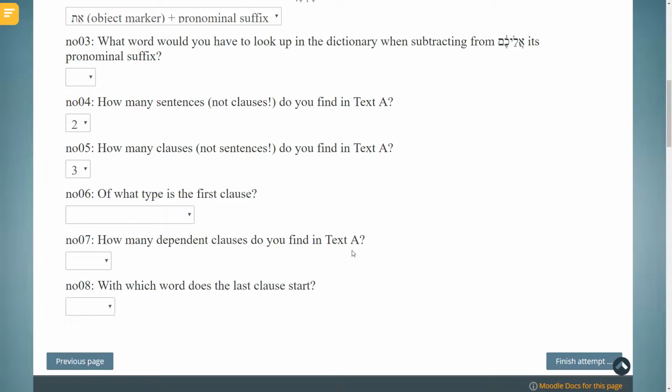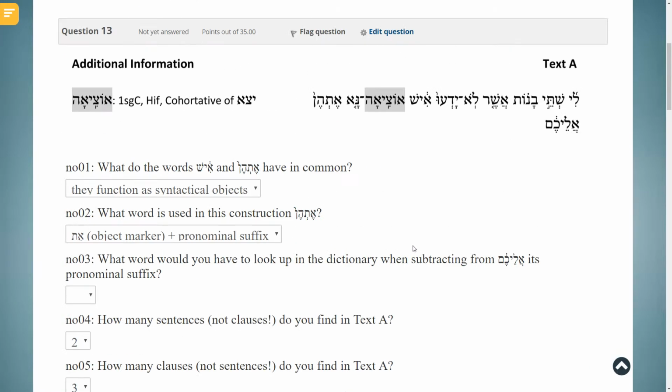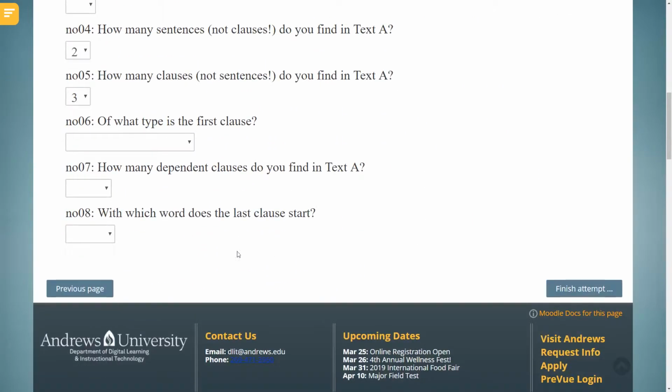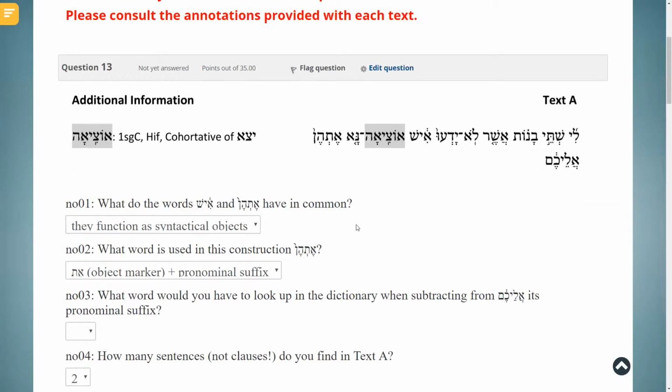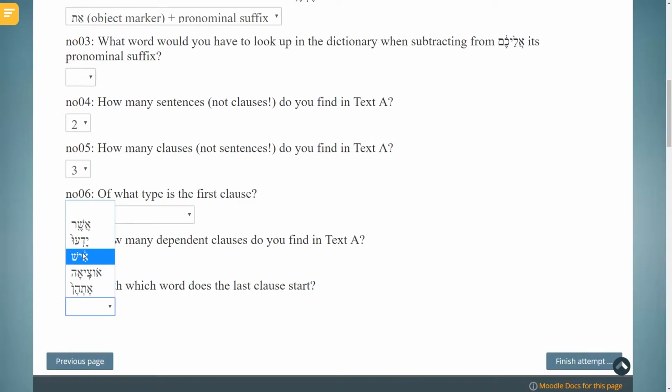How many dependent clauses do we find in text A? So students need to know the difference between a dependent and independent clause. Obviously, we just have one. With which word does the last clause start? So again, you need to know what clause openers are, where clauses are starting. So obviously, this is the first word, and you have to pick this up.